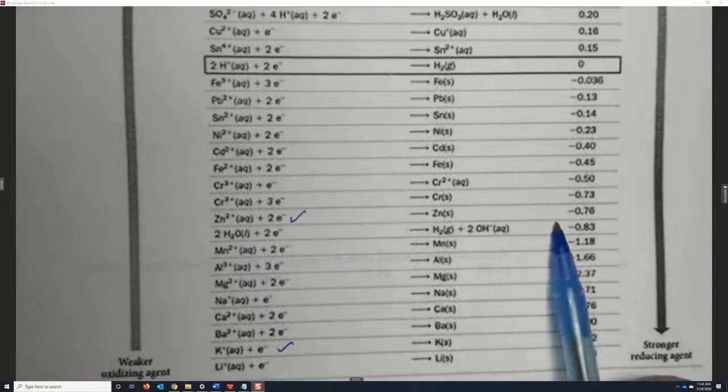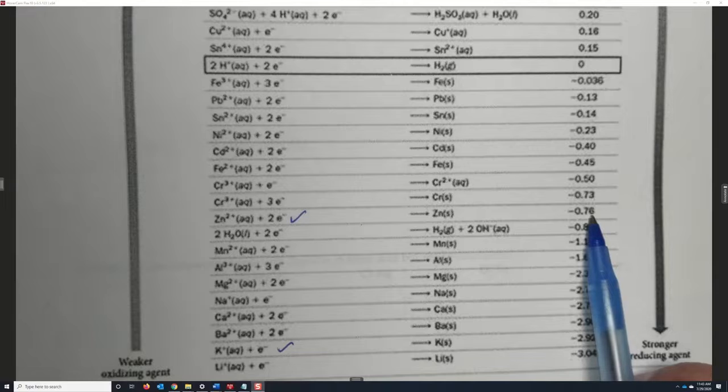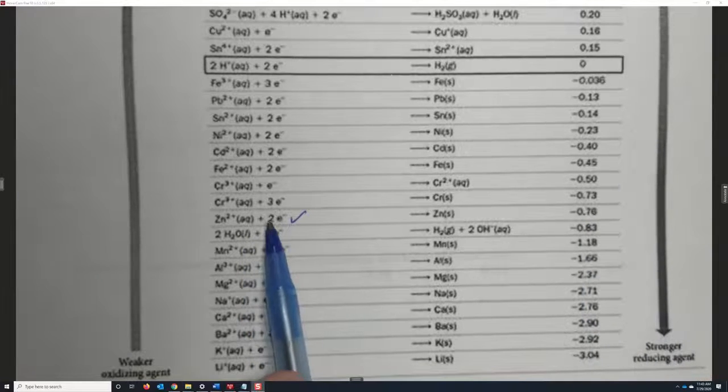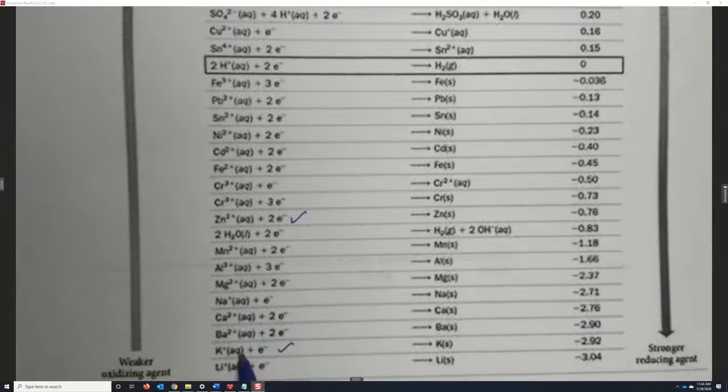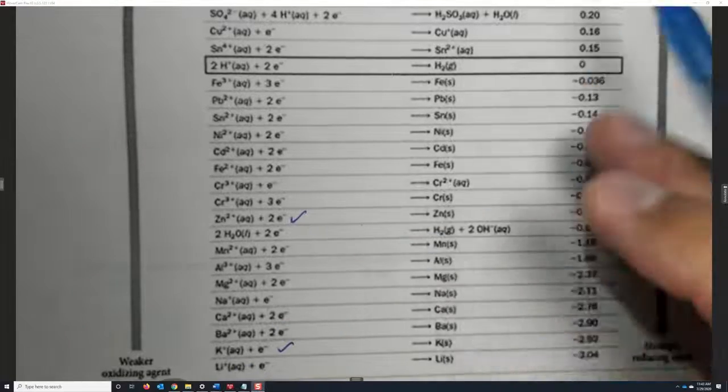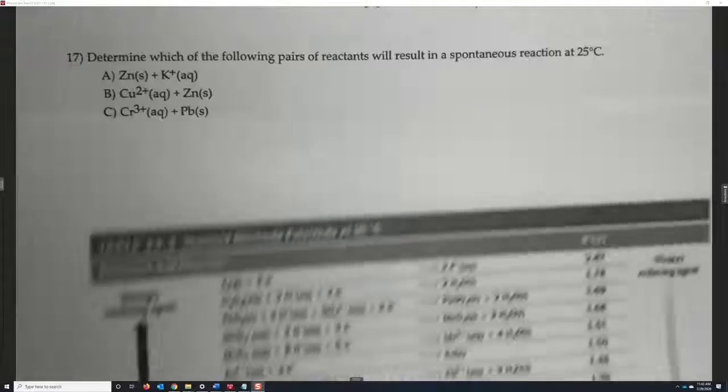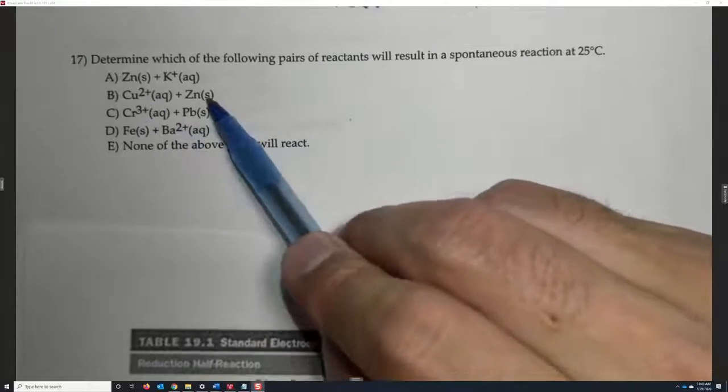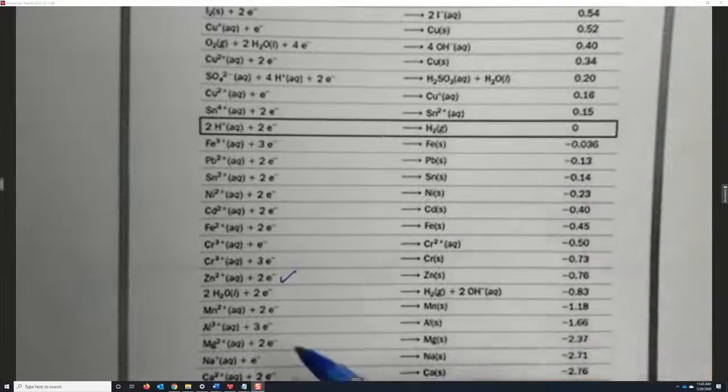So zinc is higher up on the reduction table. So if we have zinc metal, K+ is not going to be able to take electrons away from it because zinc is higher up on the table. Let's look at the next one. We have Cu2+ and zinc. Well, that's convenient because we already found zinc.